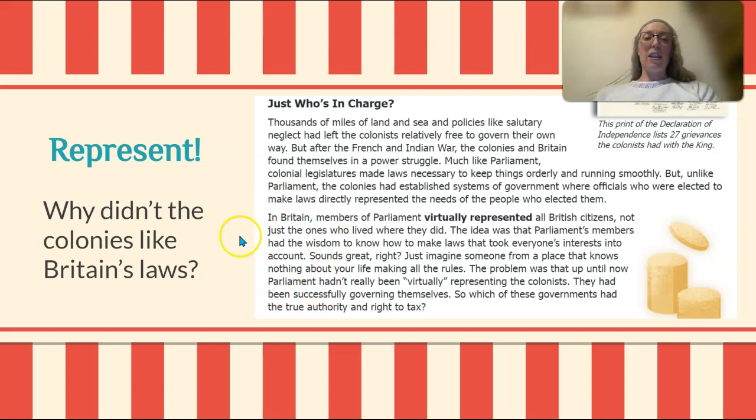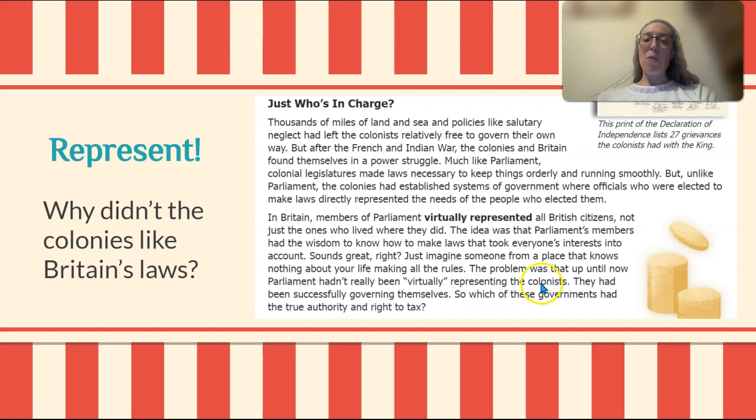So we're going to take a look at this. This is from the iCivics reading that you read earlier this year, or this unit. Still this year, I guess. So in Britain, members of Parliament virtually represented all British citizens, not just the ones who lived where they did. The idea was that Parliament's members had the wisdom to know how to make laws that took everyone's interests into account. Sounds great, right? Just imagine someone from a place that knows nothing about your life making all the rules.